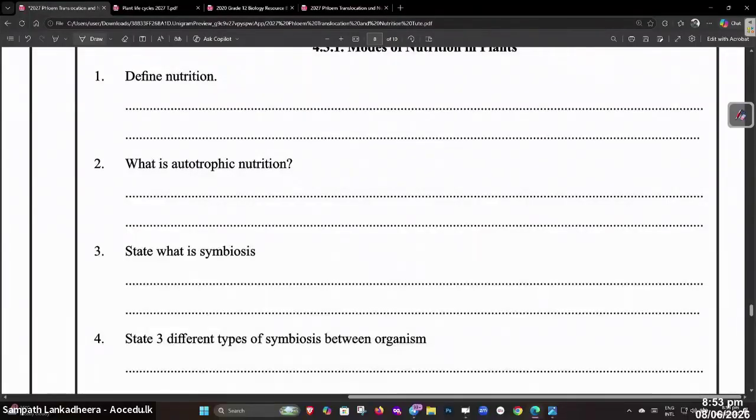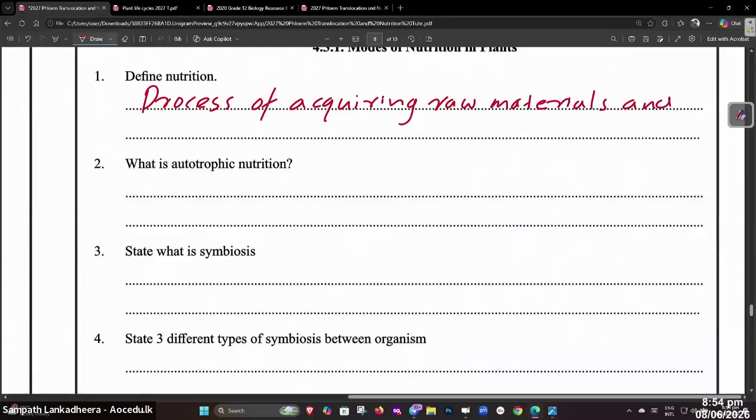What are you going to write, people? Process of acquiring raw materials and energy from environment for metabolic activities.